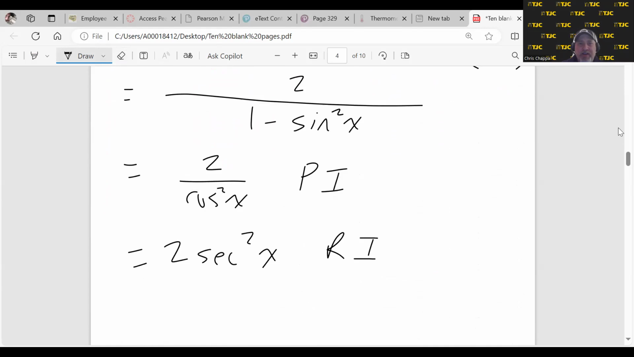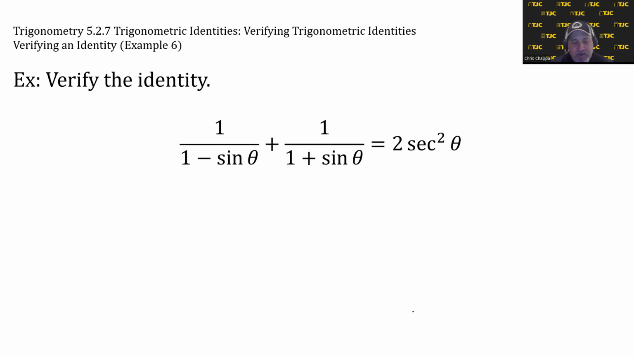So when you see a trig identity, like this one, that you're asked to verify, don't panic. As long as you have some algebra moves in your arsenal, attack it and see what happens. This one collapsed very, very nicely.